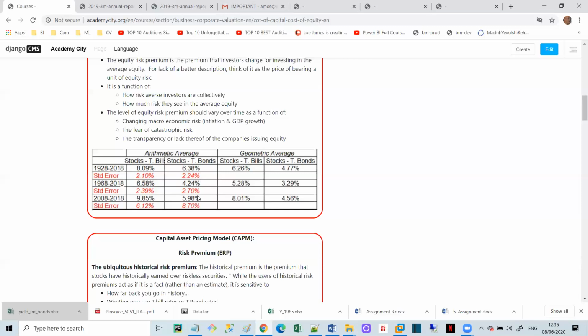Amos, what are the two columns? They both look like stock minus T-bills. Yeah, this one says T-bonds. Forget about the right side for now, I'll mention it later. Let's just focus on the left one. You're right, I went too fast.